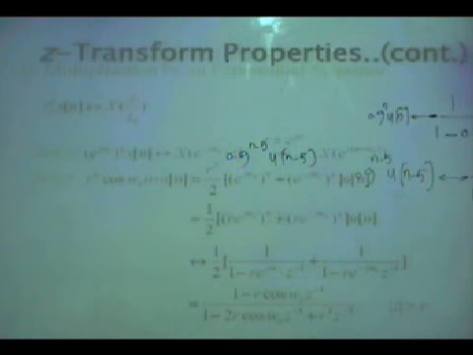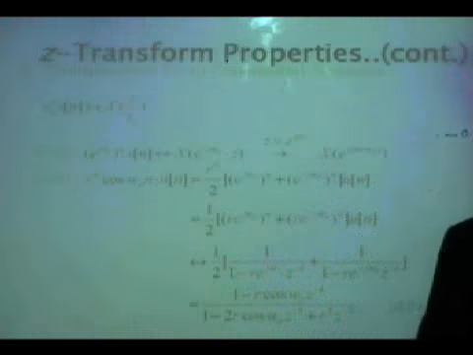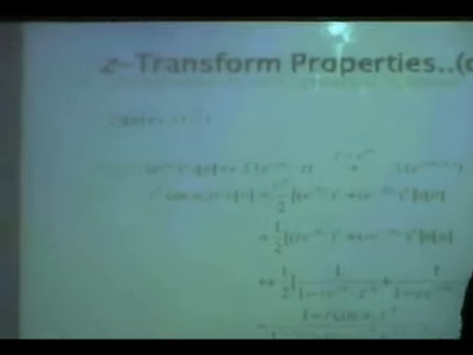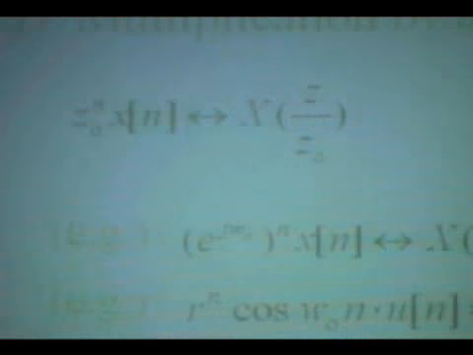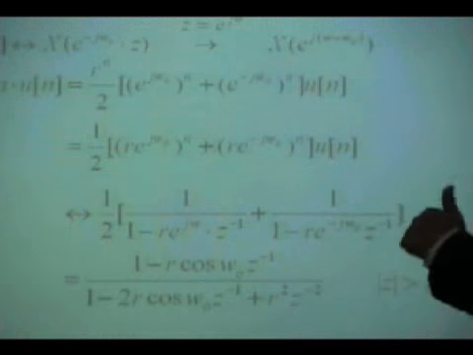Then there is a property: what if you multiply a sequence with a complex exponential, z naught to the n? This is the same as we have seen in the Fourier transform, where we saw that if you multiply a sequence with a complex exponential, it is a shift in frequency, remember? So shift in frequency is multiplication by an exponential. It is the same here. If you are multiplying with a complex exponential, you are dividing every z in the Z transform by that z naught. It translates to the same property.